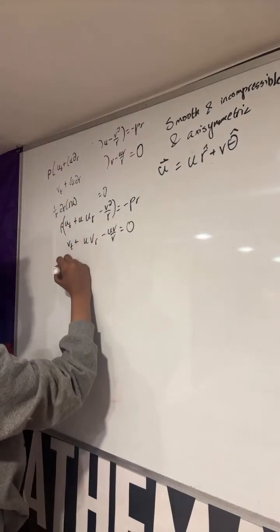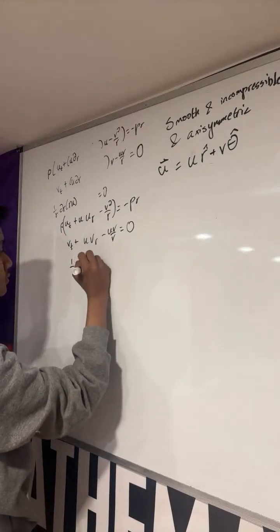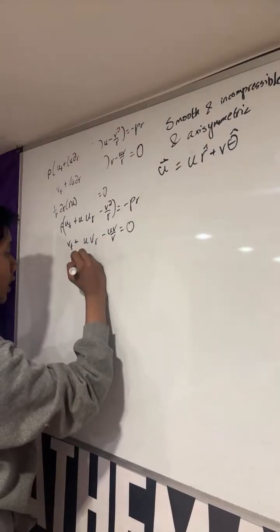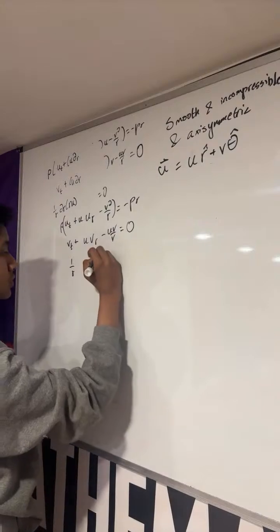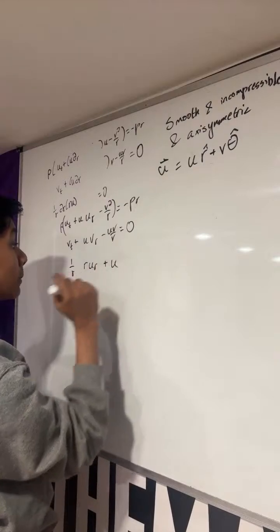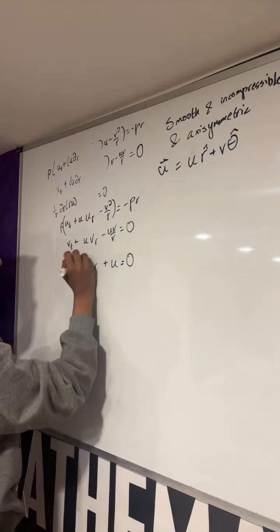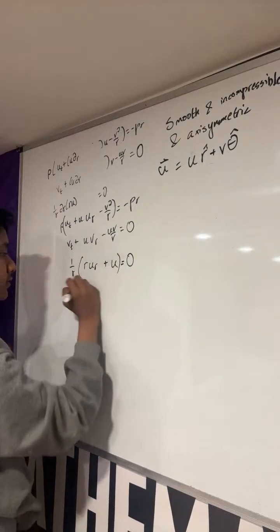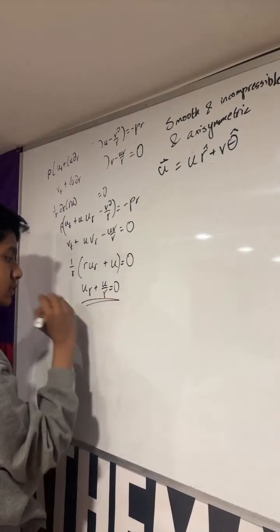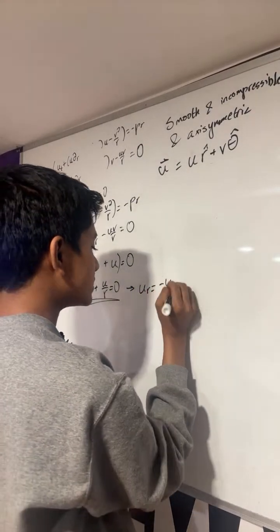Finally, you get 1 over r, and you can actually expand that part. This becomes, by the product rule, r partial u partial r plus u, because partial r is 1. So that gives you u_r plus u over r is 0. Now this is the most important part because it allows us to solve for some function of u.